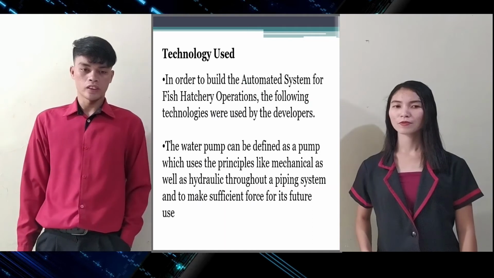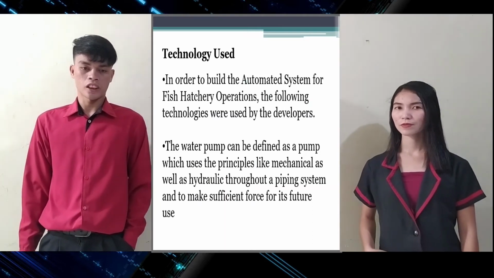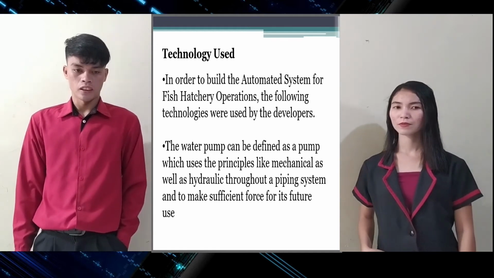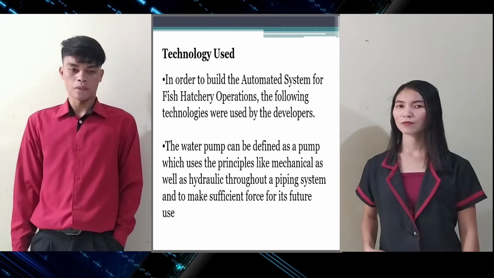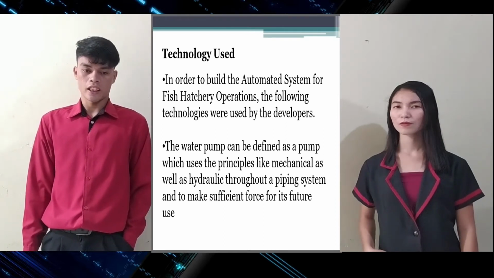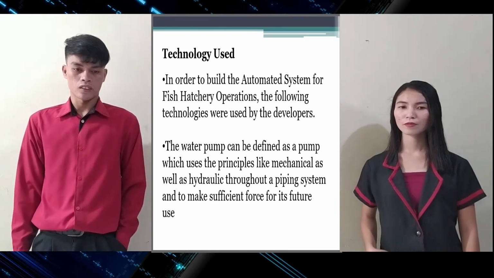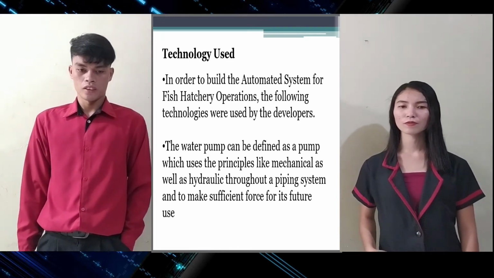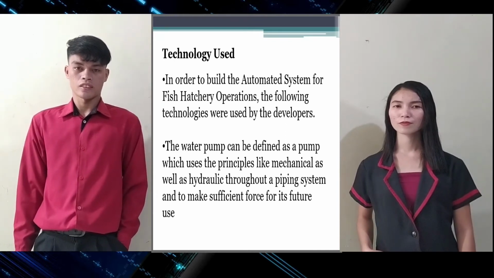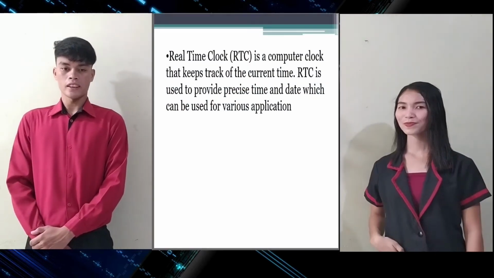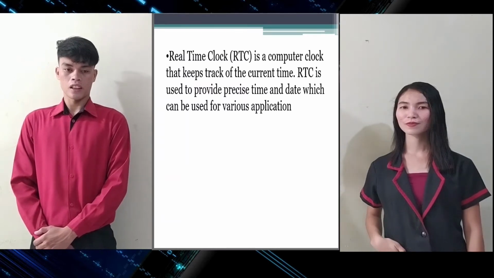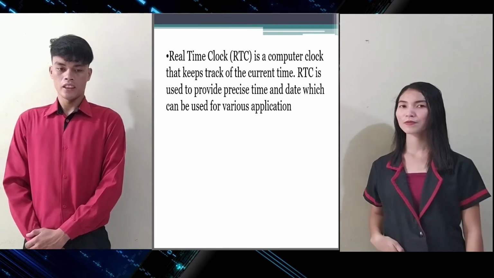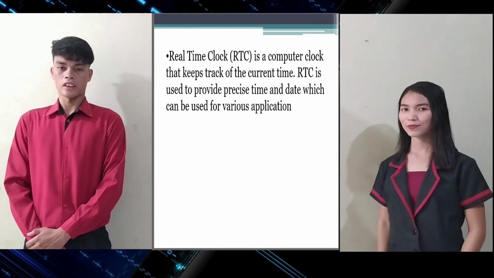Technology use. In order to build the automated system for fish hatchery operations, the following technologies were used by the developers. The water pump can be defined as a pump which uses principles like mechanical as well as hydraulic throughout a piping system and to make sufficient force for its future use. Real-time clock or RTC is a computer clock that keeps track of the current time. RTC is used to provide precise time and date which can be used for various applications.